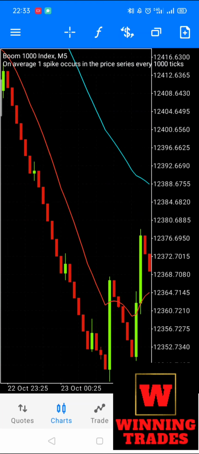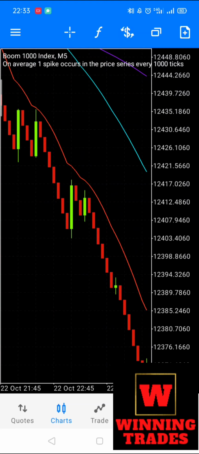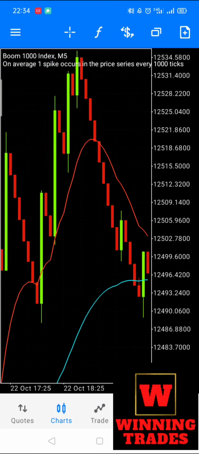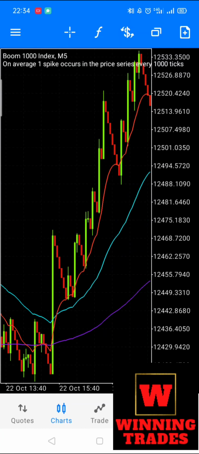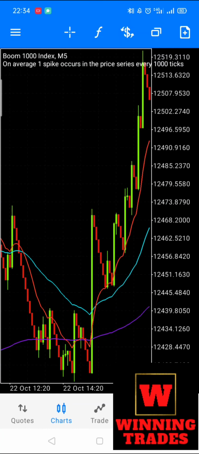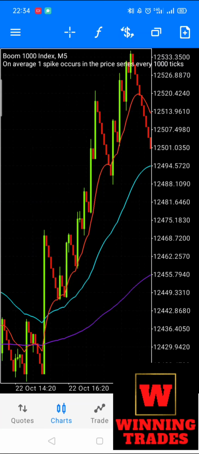Let's see if we can find another example. Let's see if we can see another buy. Okay, this looks like a perfect example. Now look at this example here.